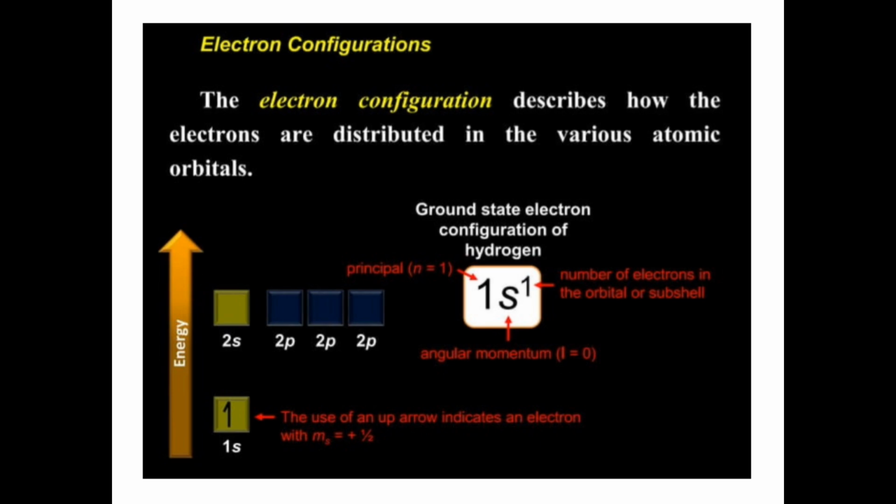Now, what is electronic configuration? The electronic configuration describes how electrons are distributed in the various atomic orbitals. It is also defined as the arrangement of electrons around the nucleus of an atom. You will observe that in a typical atom, you have the nucleus at the center of the atom, and then you have electrons revolving around it in a circular path or in an orbit.